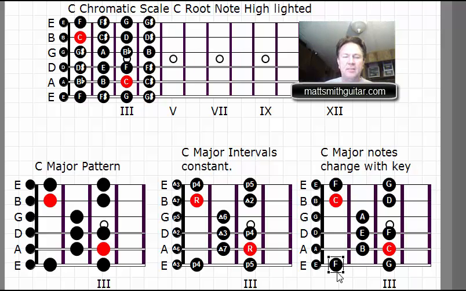I'm Matt Smith from mattsmithguitar.com. I'm going to do another video. We're going to cycle through more keys and get a better look, and we're just going to keep going with this train of thought until you know everything there is to know about major scales, modes, building chords, triads, sevenths, ninths, 13ths, etc. We're going to get into all of that.